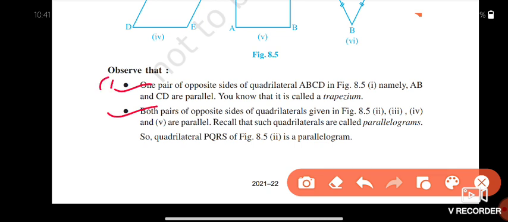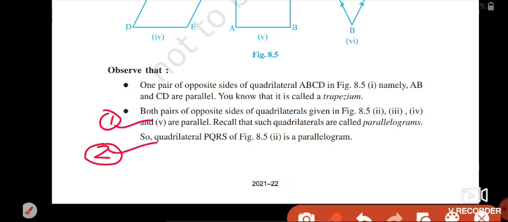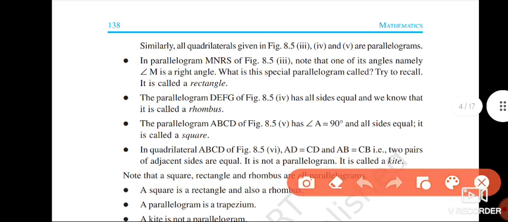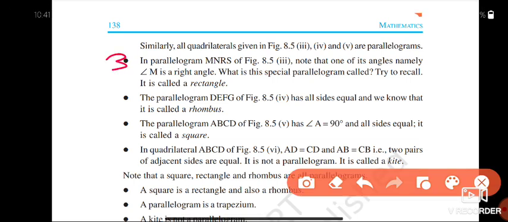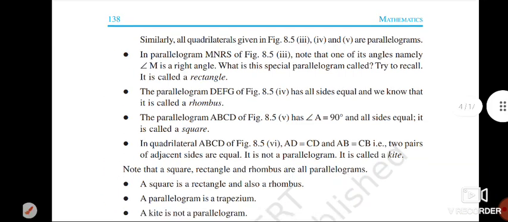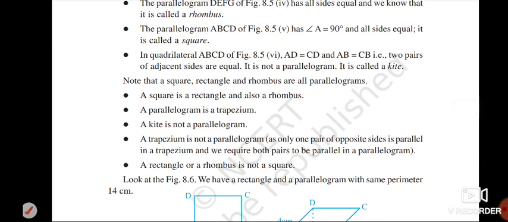First is the property of a trapezium, second is the property of a parallelogram. Then on the next page, this is third, this is fourth, fifth and sixth. According to your textbooks, only these properties are given, so you can revise all these properties whenever you want to revise. Then after, next is other notes.